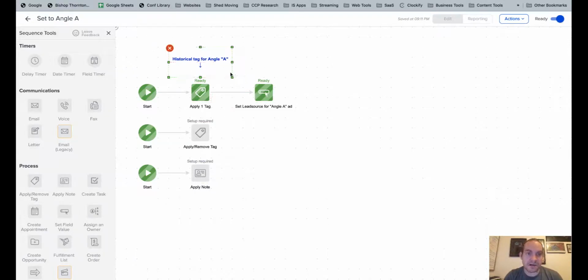Lead sources are pretty obvious, and I would think it would be the biggest key. I do also apply a tag as a backup to the lead source because I've seen instances where lead sources get overwritten. To avoid that, we put a tag on there, and the tagging also lends to better reports. And then I also apply a note for individuals on the team who may not be familiar with running searches in the first place. They can look for those notes and see which angle that particular contact came in as.